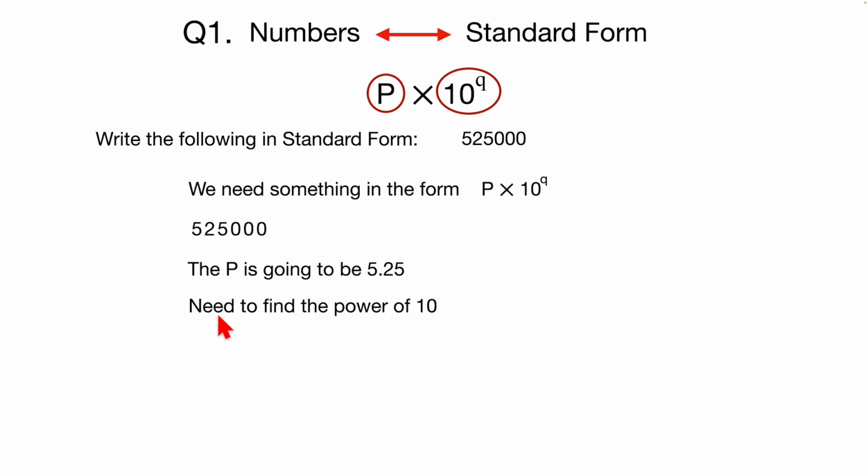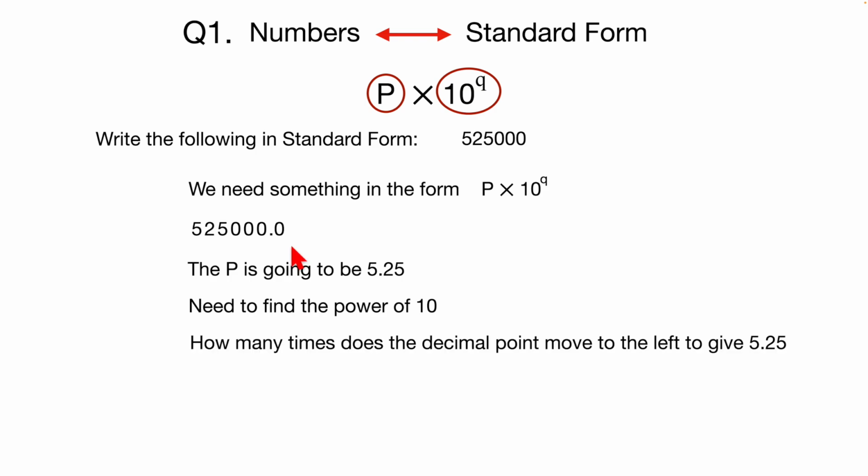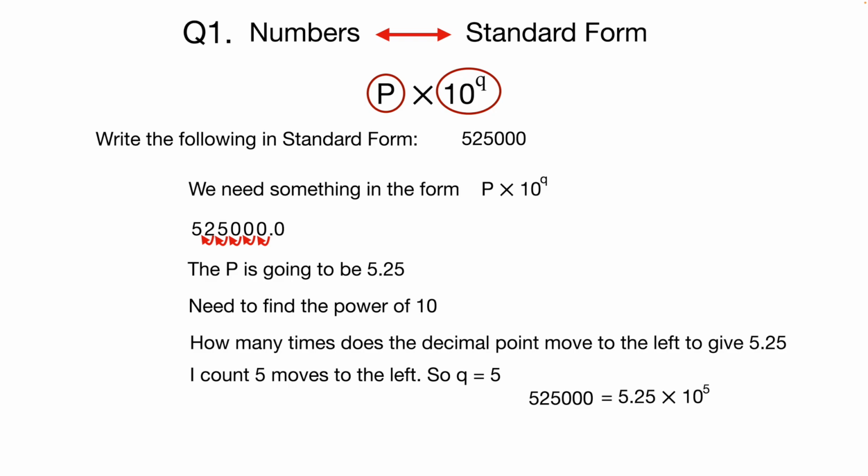We need to find a power of 10. So I'm going to add a decimal point here for clarity, and then I'm going to count how many times the decimal point moves to the left until I get 5.25. 1, 2, 3, 4, 5. I count 5 moves to the left, so q is equal to 5. 525,000 is equal to 5.25 times 10 to the 5. This works. You can check it in your calculator if you don't believe me.